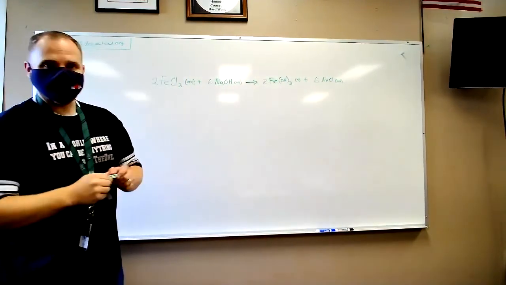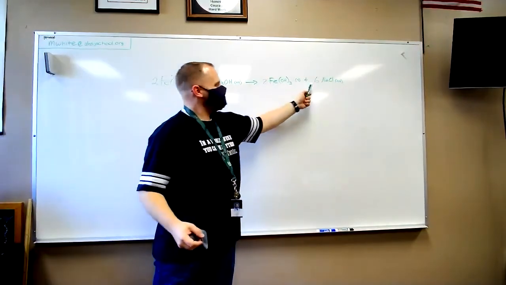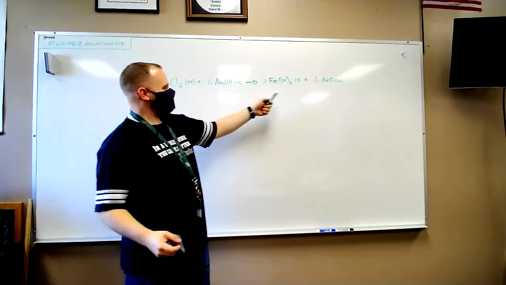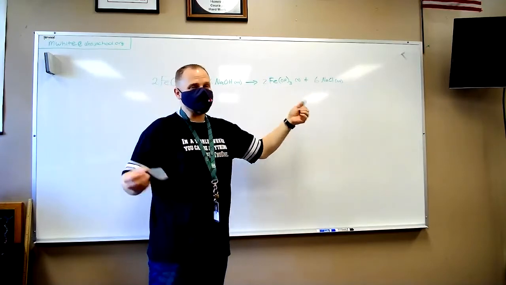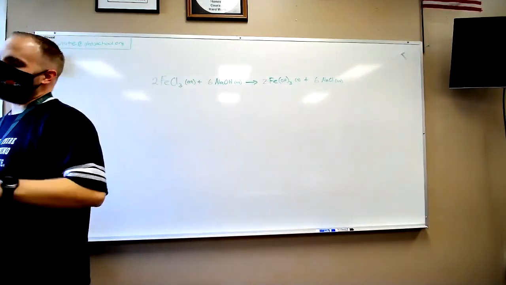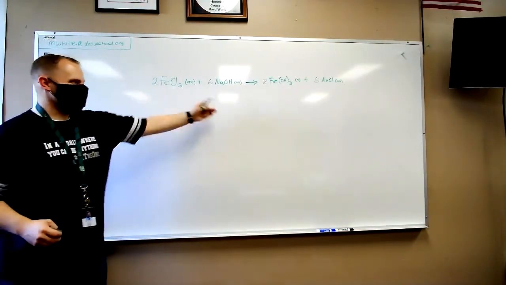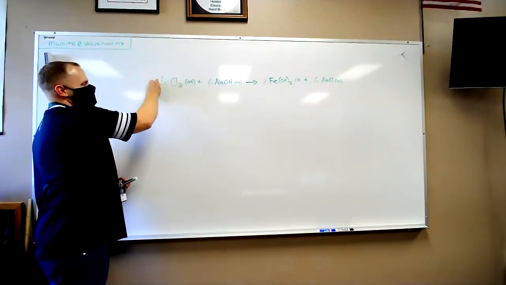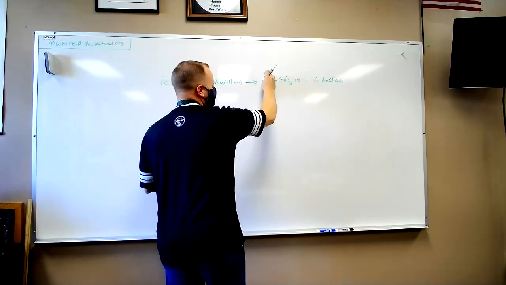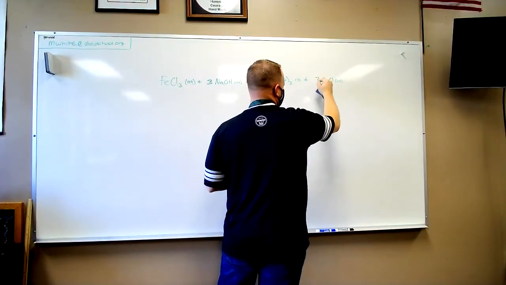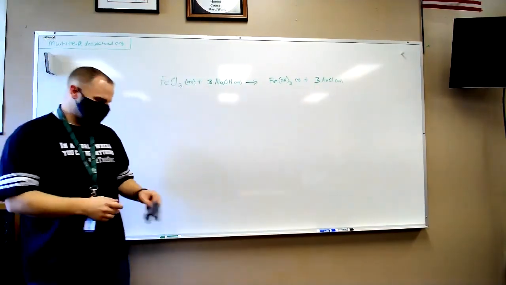Now that is technically balanced. 2 iron, 6 chlorine, 6 chlorine, 6 sodium, 6 sodium, and 6 hydroxides, 6 hydroxides. That's technically balanced. It is good practice to write it in the lowest possible ratio, though. So we can divide all of those numbers by 2, and we leave that as a 1, 3, 1, 3. So just be aware of that. If you can reduce your coefficients, you should.